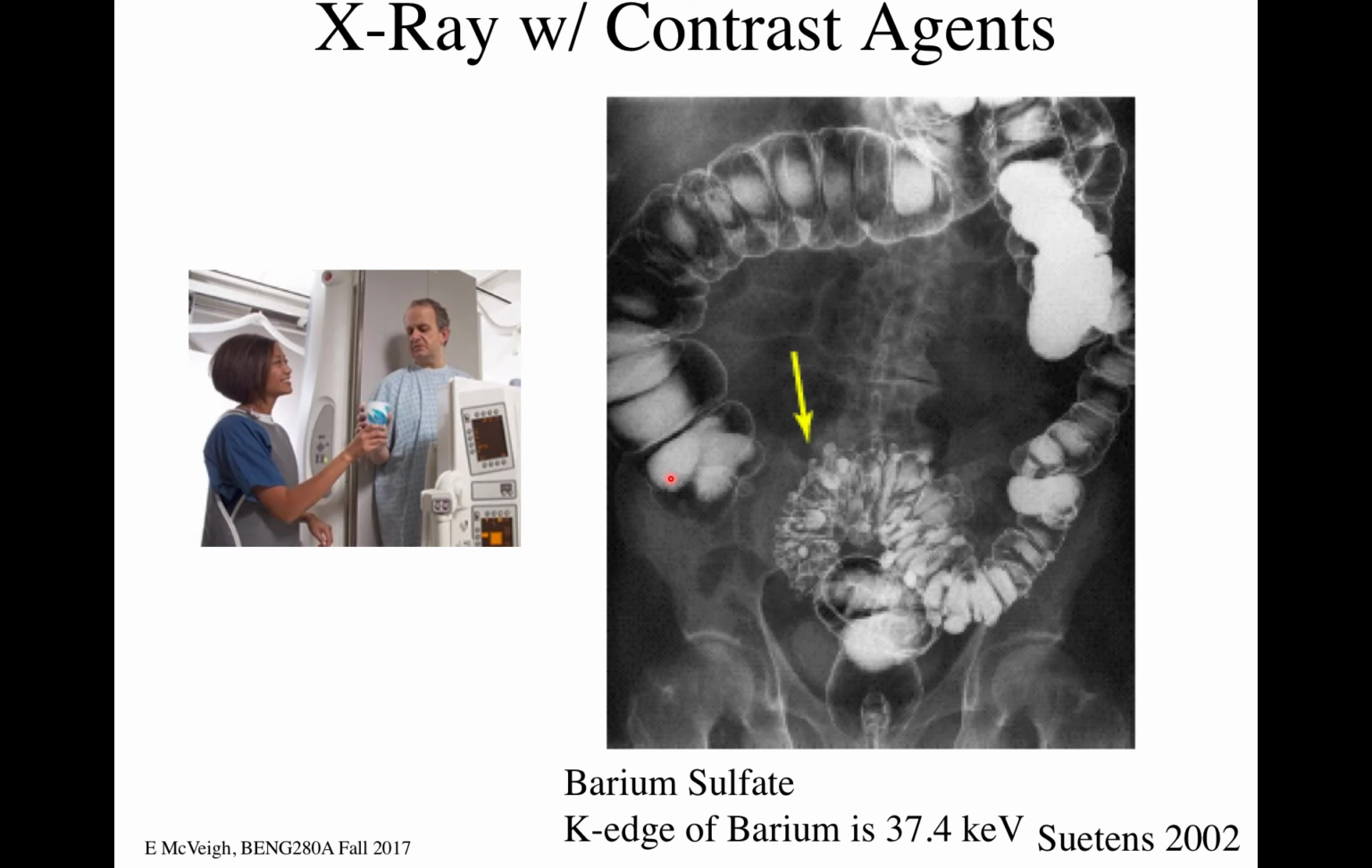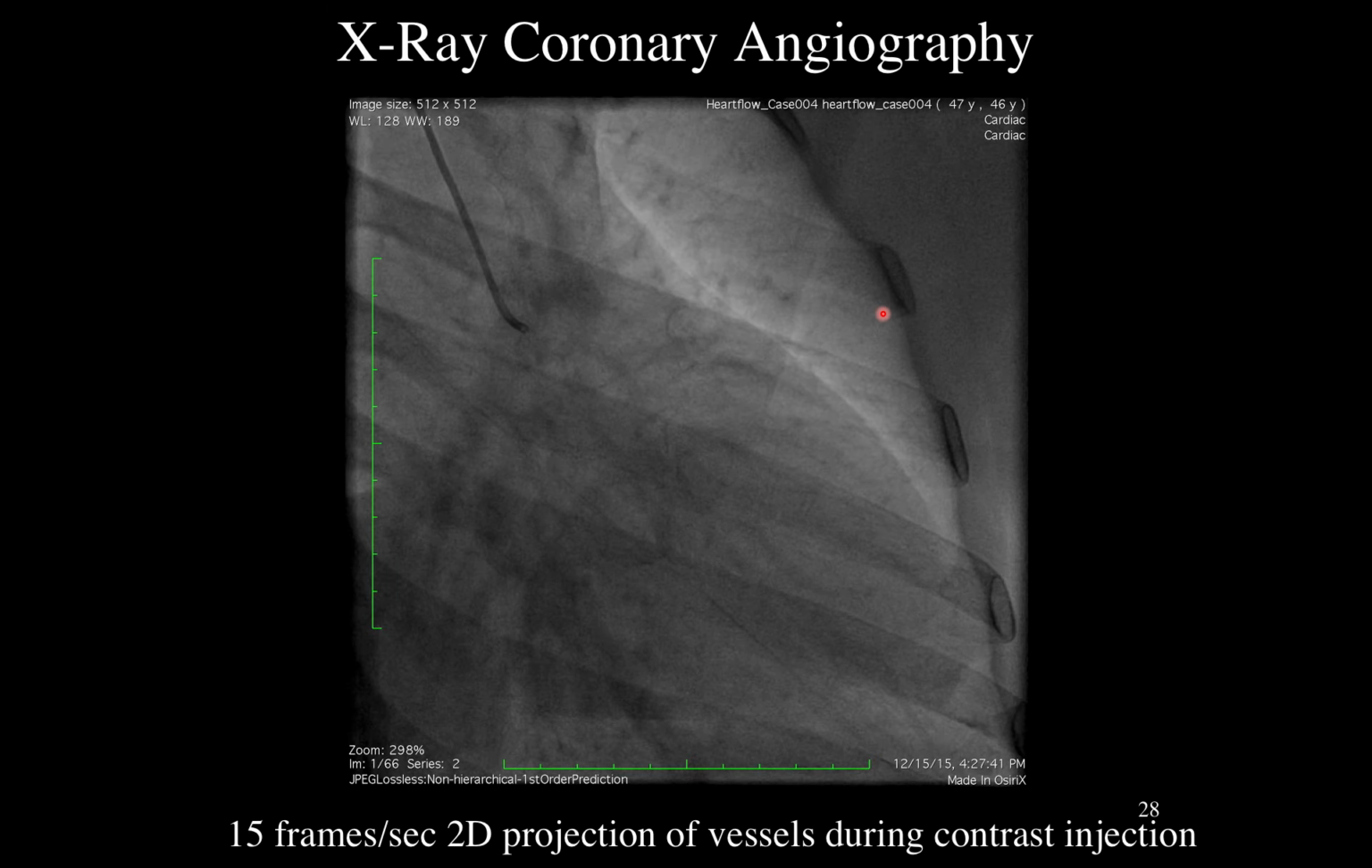And so when you swallow this stuff, this is what it looks like, right? You get really high attenuations through the contrast agent. And this is in a bowel. After you swallow it and you image the bowel, this is what it looks like. There's our friend again, ready to swallow that milkshake.